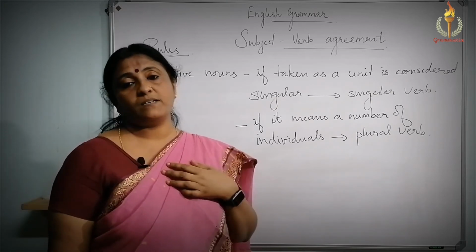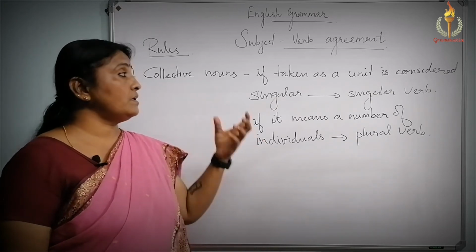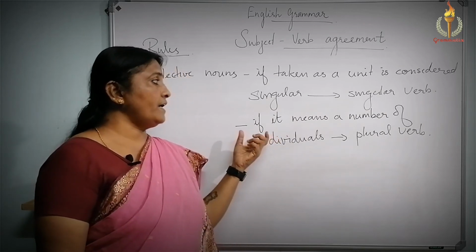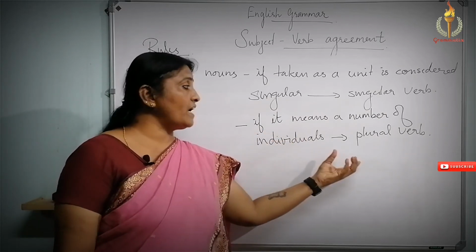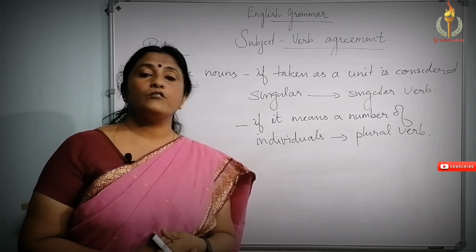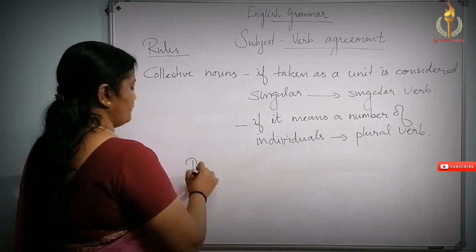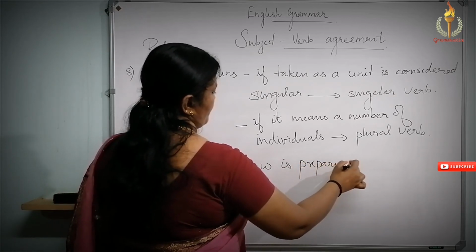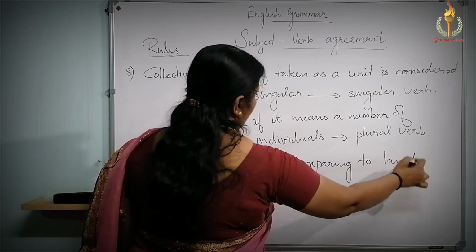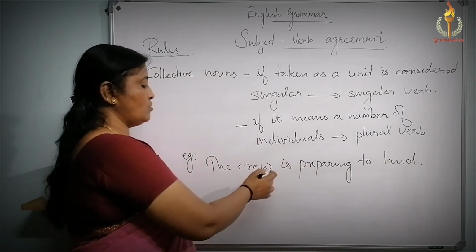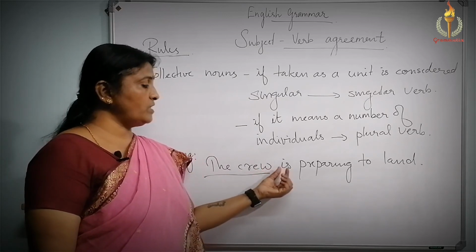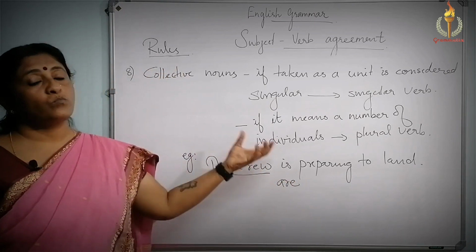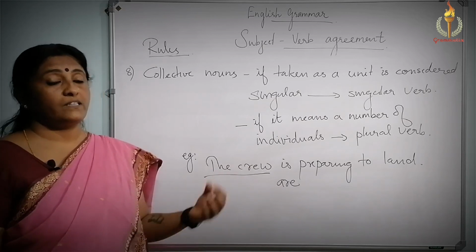Moving on to the eighth point, that's about collective nouns. If the subject is a collective noun and it is taken as a unit, it is considered singular and you will be having a singular verb. If it means a number of individuals, if you take it separately, it will have a plural verb. So a collective noun can take both the singular verb and the plural verb. For example, the crew is preparing to land. So this is your subject. It is a collective noun. So you can use is or you can use are. Both are correct here. It depends upon how we take that.